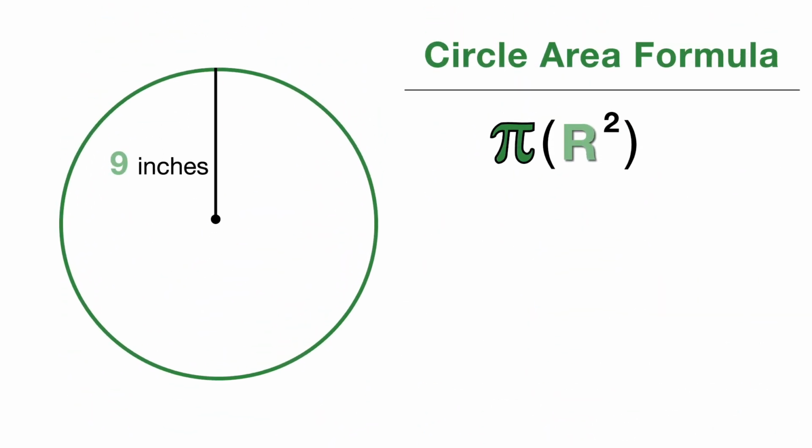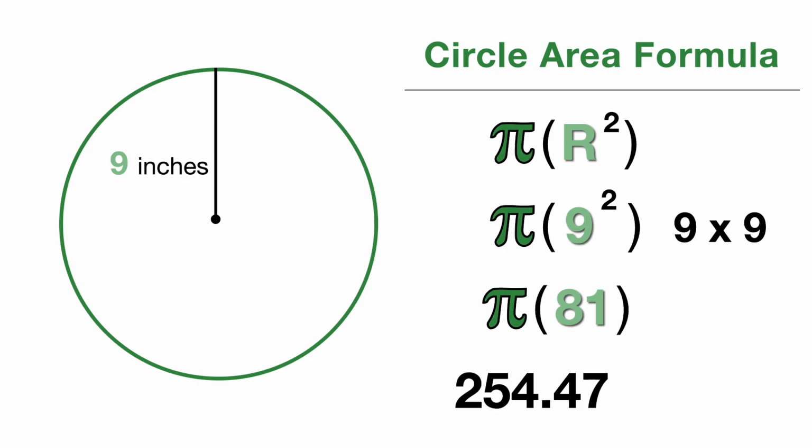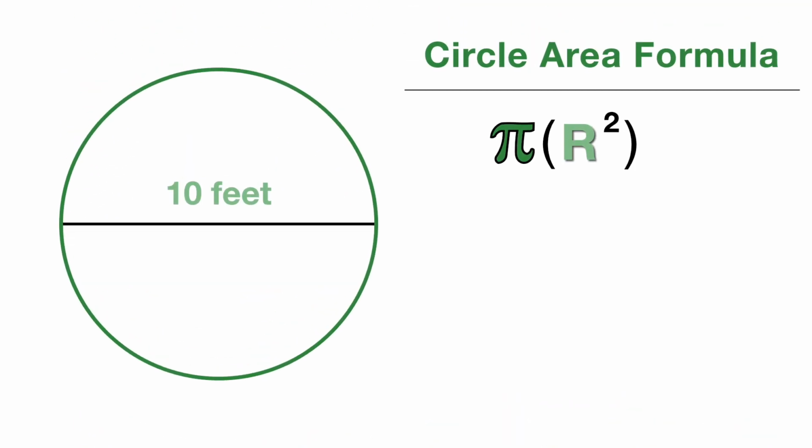Let's do another one, and let's say we have a radius of 9 inches. It's defined as inches, so we do the same exact steps: pi times the radius squared. The radius is 9 in this case, and 9 times 9 gives us 81. So we have pi times 81, which gives us 254.47 inches squared.